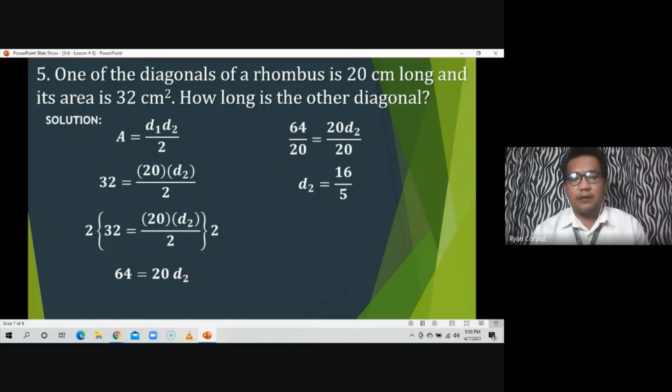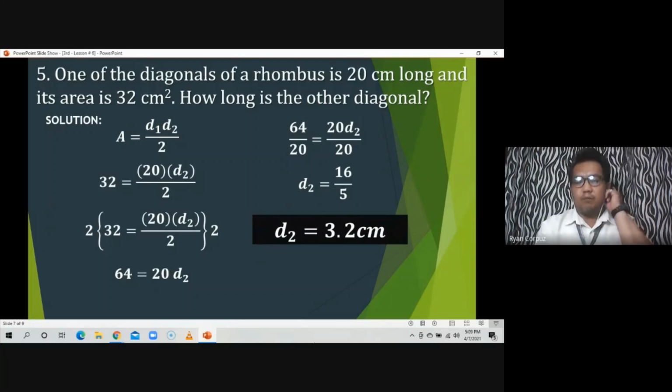Since 64 is not exactly divisible by 20, we can get the lowest term of it, which is equal to 16 over 5. It's because both 64 and 20 are divisible by 4. So yung 16 over 5 is already acceptable as an answer. But if you want to be more specific, you can change that into decimals if you want. So 16 divided by 5 in decimals is equal to 3.2. So that would be d sub 2 or the measure of the other diagonal.